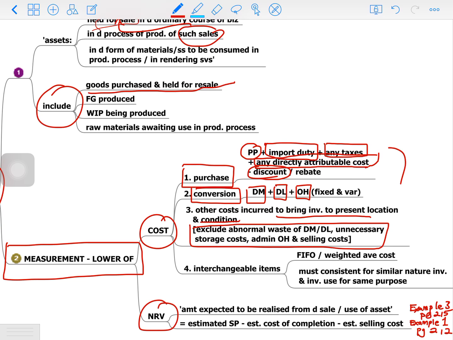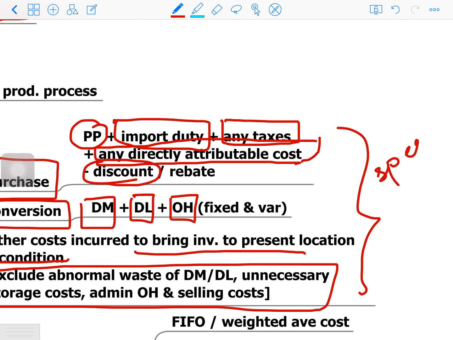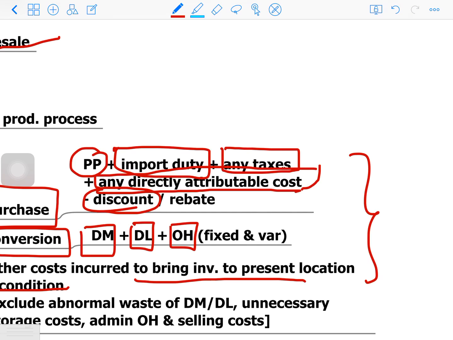This part here, up to here, is for products which can be specifically identified. Specifically identified to the product. It means the cost is really for that product only, very unique to that product only. It means there are not many such products, it is unique to that product only, which we can determine.